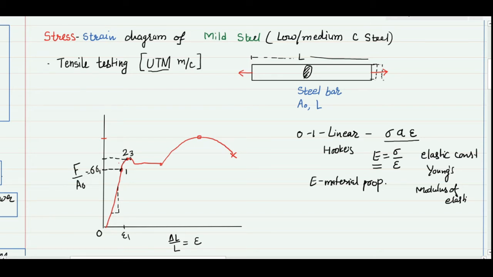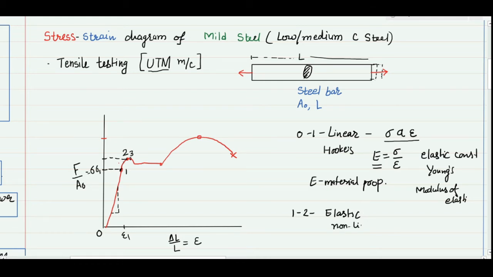If I remove the load, the material will go back to its original position and there will not be any permanent deformation. So we say that up to point 1 the material is elastic, and it is also showing a linear behavior. Between 1 and 2 the material is still elastic, but it is not linear. The curve is non-linear.